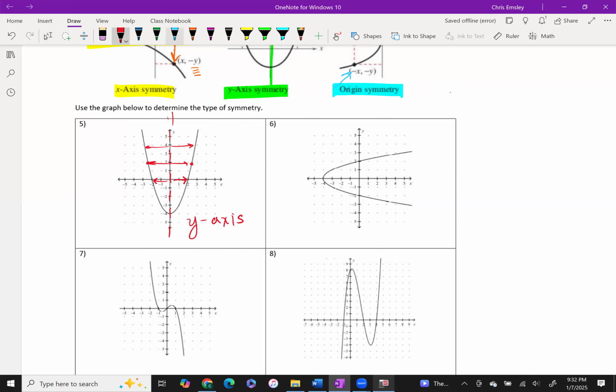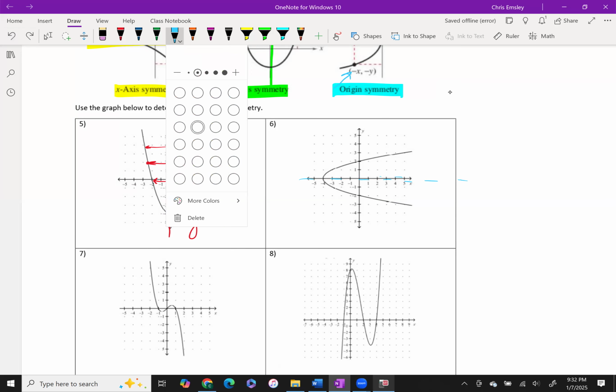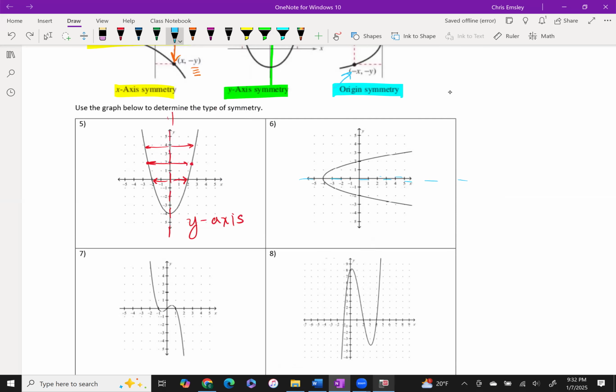Okay, my next one, when I look at that, I see a line right here that would cut this graph in half. And that happens to be right there on the x-axis. So if that cuts our graph in half, one thing I notice is that for every point above that line, there is a matching point the same distance away below that line. Anytime we have these pairs of points, both above and below the x-axis, that's when we have x-axis symmetry.